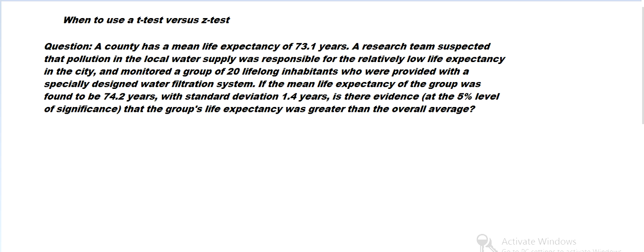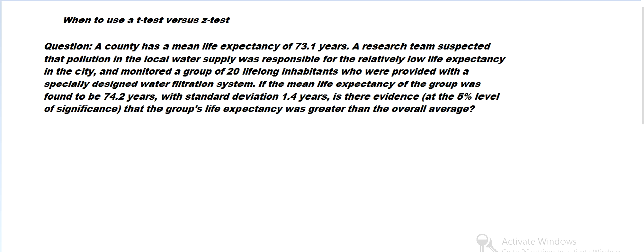a t-test versus a z-test. So when to use the t-distribution versus the normal distribution. So we've got a question here. A county has a mean life expectancy of 73.1 years, and the research team suspects that it's local pollution that's causing this low life expectancy.